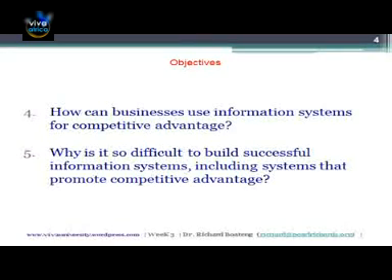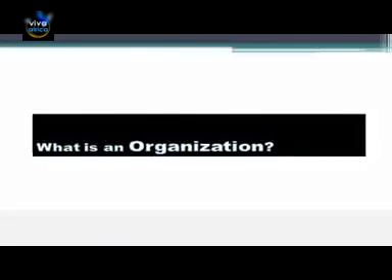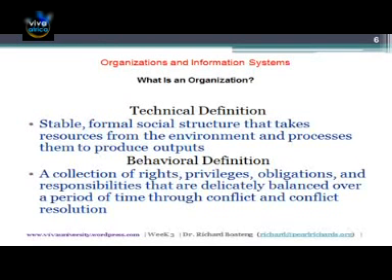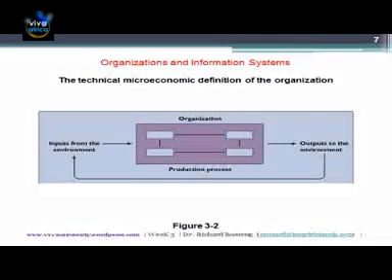So we begin by asking, what is an organization? An organization can be seen from two perspectives: a technical definition and a behavioral definition. The technical definition says that an organization is a stable, formal social structure that takes resources from the environment and processes them to produce outputs. The behavioral definition looks at organizations as a collection of rights, privileges, obligations, and responsibilities that need to be delicately balanced over a period of time through conflict and conflict resolution. Another person may also see an organization as a collection of individuals who, left unattended, will pursue individual interests.